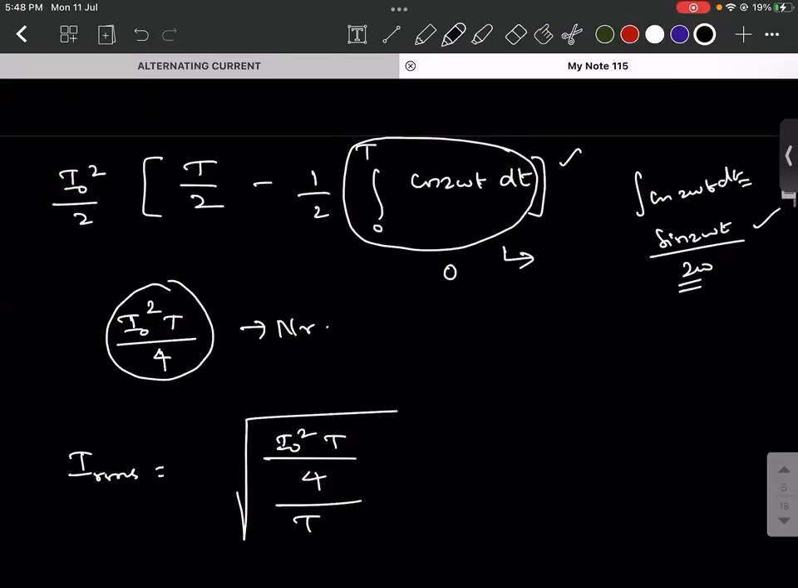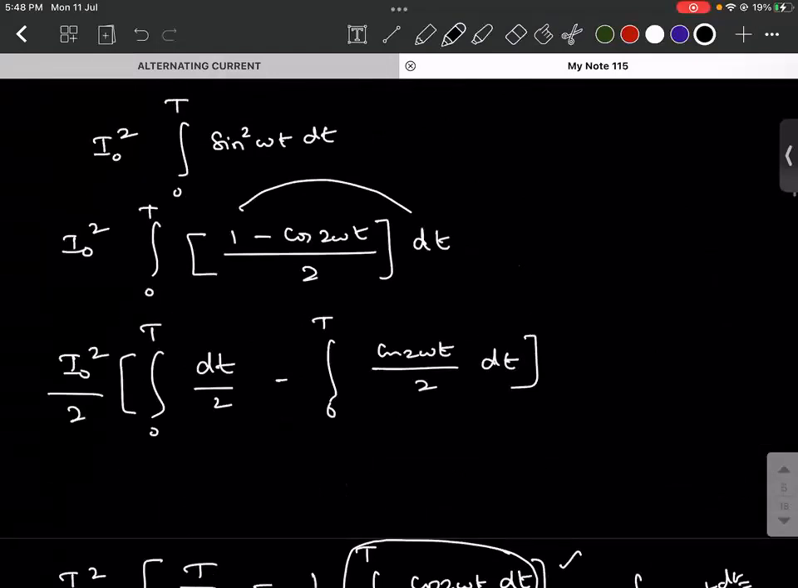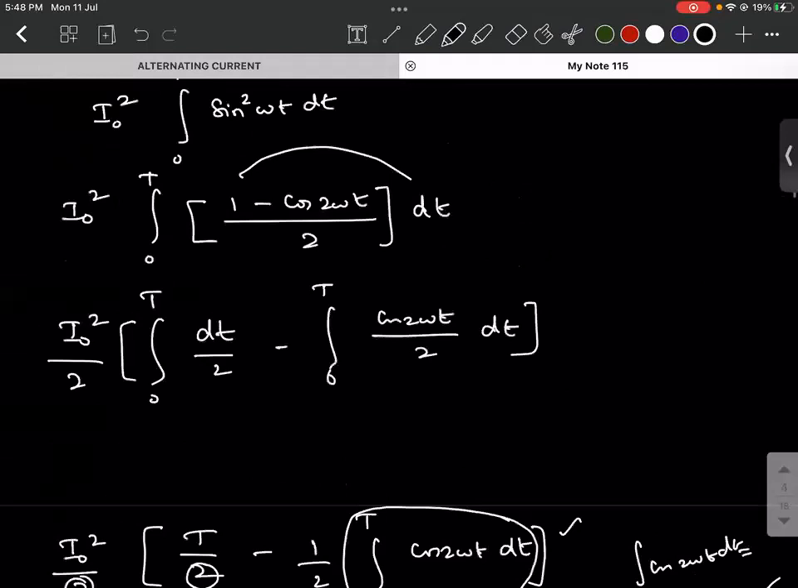Sir, but isn't it 2, sir? Should be 2, right? No, it is 4 only. No, this 2 and this 2 will get multiplied. Sir, actually, you've written it twice, I guess, from the previous time. Oh, I did it twice. That's right.